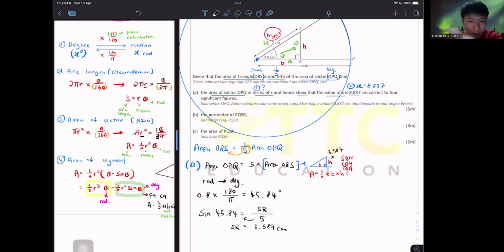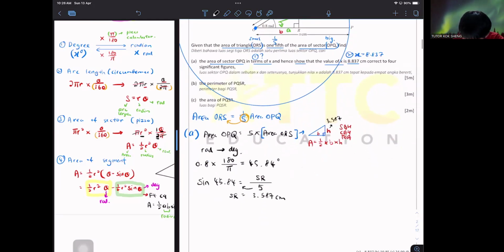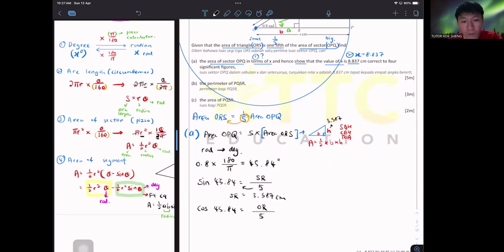One more to go, the base. For the base, we go for cos, right, just now. Cos 45.84 equals adjacent over hypotenuse. Also bring the 5 over. 5 times cos 45.84 equals 3.483.